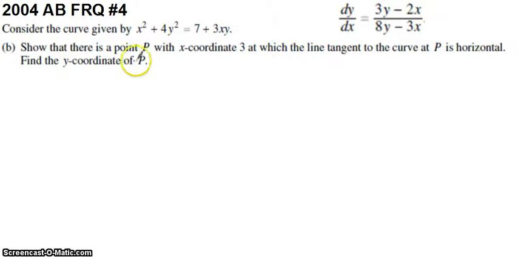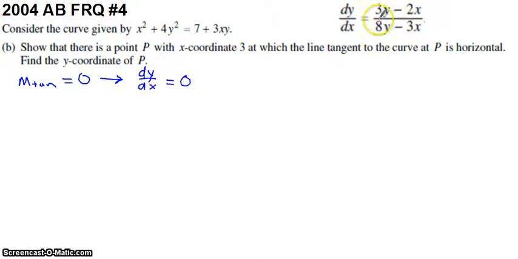But part B says show that there is a point P with x coordinate 3 where the line tangent to the curve is horizontal. Find the y coordinate of this point. So if the tangent line is horizontal, the slope of our tangent line is going to have to be equal to 0. The slope of a horizontal line is 0. If our tangent line is horizontal, the slope of our tangent line must be 0. And so basically what we want to try to do here is figure out when our derivative, when dy dx, is going to be equal to 0.